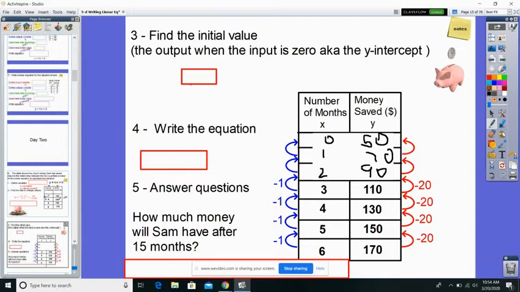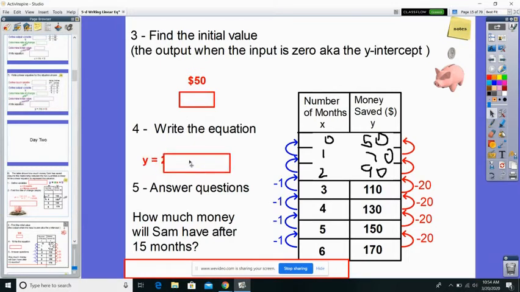Now, if I wanted to write the equation, I jumped over a step. Our initial value where x is 0 would be $50, so my y-intercept would be 50. When I write my equation, slope always comes first. So my slope would be that change of 20x plus my y-intercept of 50. And that 20 of our slope we found on the previous page.